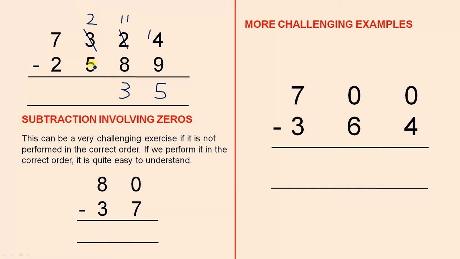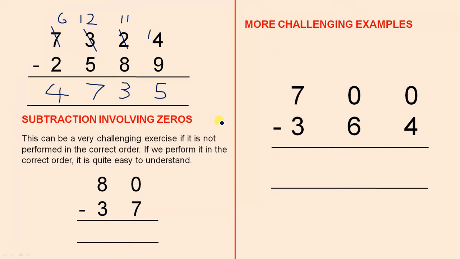2 take away 5 we cannot do. We make that a 6, and that becomes a 1. 12 minus 5 gives us 7. And 6 minus 2 gives us 4. So that's 4,735.